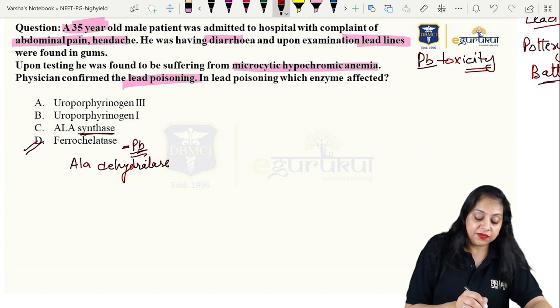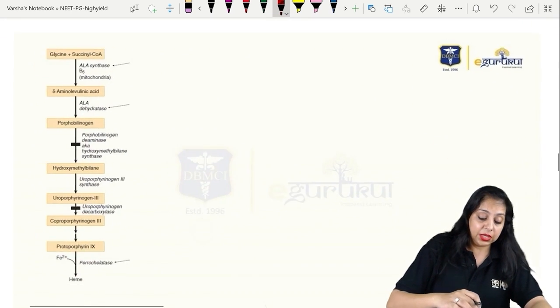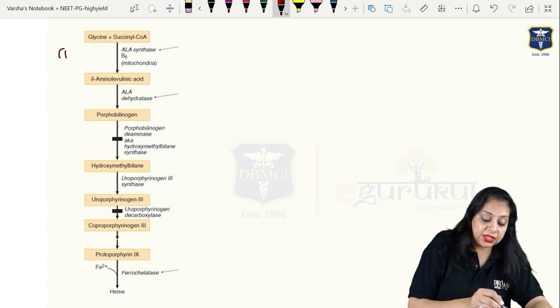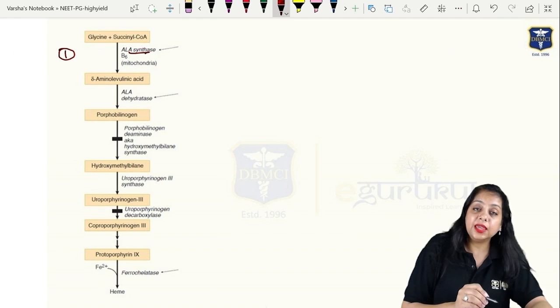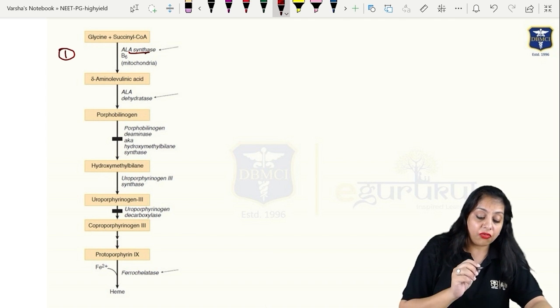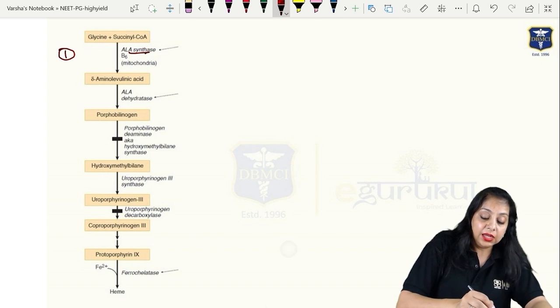ALA dehydratase, which is the second step in heme synthesis. This is the first step carried out by ALA synthase, in which glycine and succinyl coenzyme A make delta aminolevulinic acid, and deficiency of this enzyme leads to sideroblastic anemia.